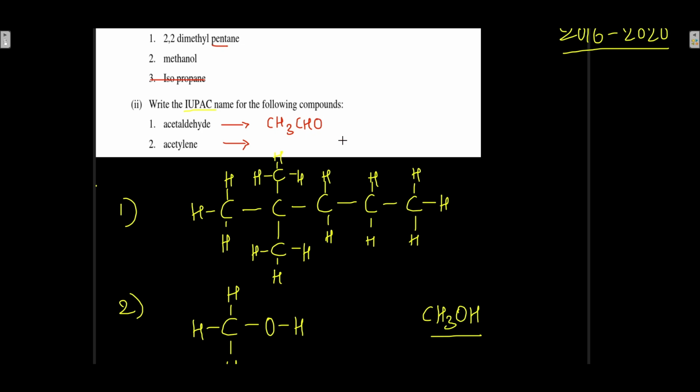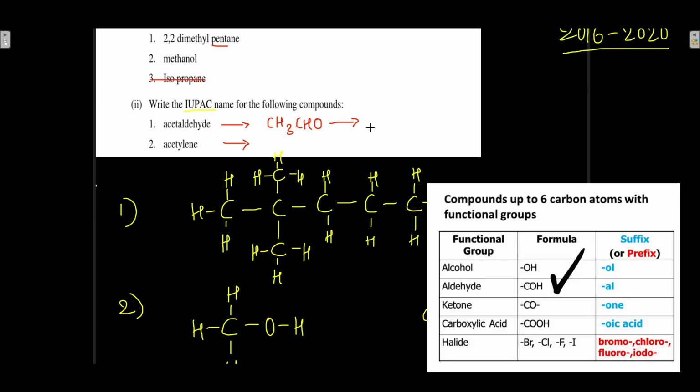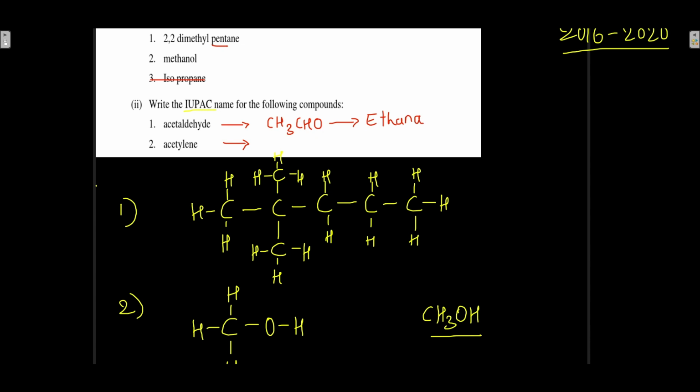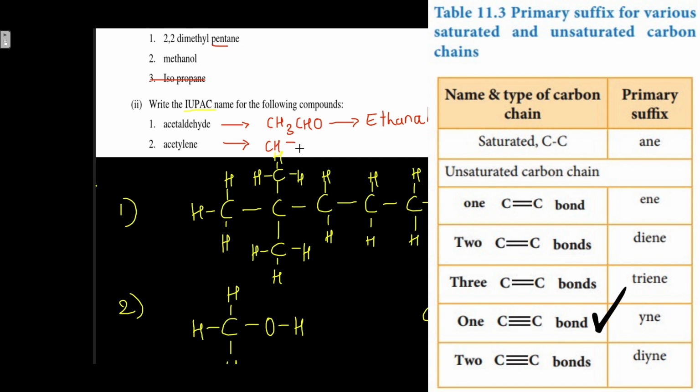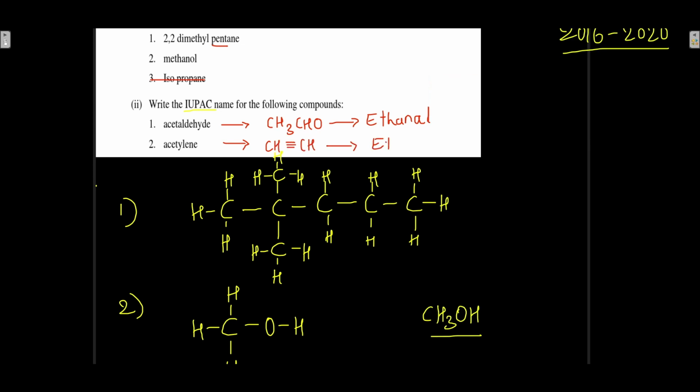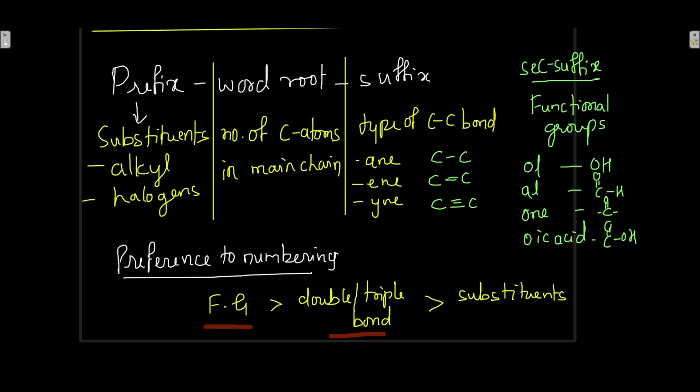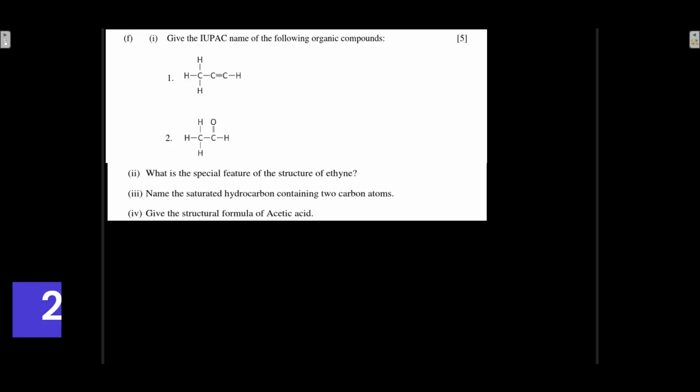CH3CHO. I'm just giving you the formula here so that you can understand. CH3CHO is nothing but, what is the IUPAC name? Ethanal. You have to write AL clearly. Acetylene will be CH triple bond CH. This is ethyne. Ethyne is called acetylene. Okay, this is 2020. Let's go to the next one.